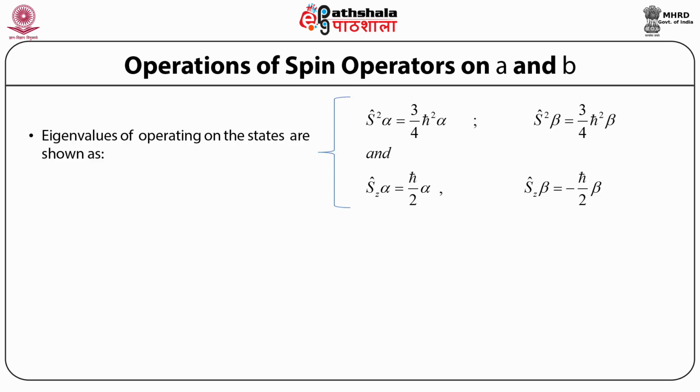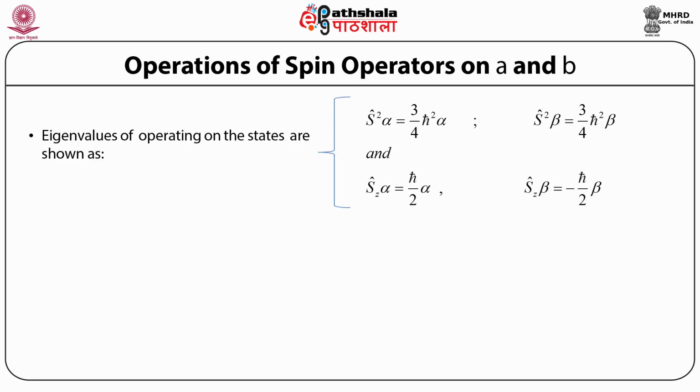So let us see that when the operator S square acts on the eigenstate alpha, it gives us 3 by 4 times h cross square alpha, where 3 by 4 h cross square is the eigenvalue of this operation and alpha is the eigenstate. Similarly, the operator S square acting on the eigenstate beta gives the value 3 by 4 h cross square beta, where 3 by 4 h cross square is the eigenvalue and beta is the corresponding eigenstate. And h cross is Planck's constant divided by 2 pi.